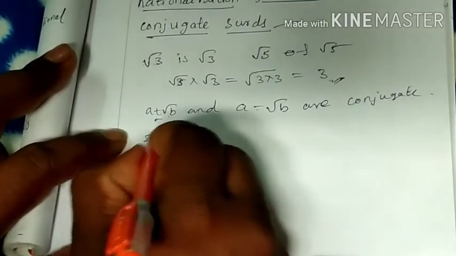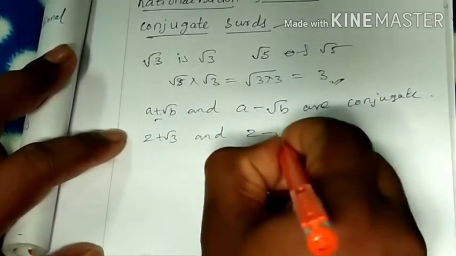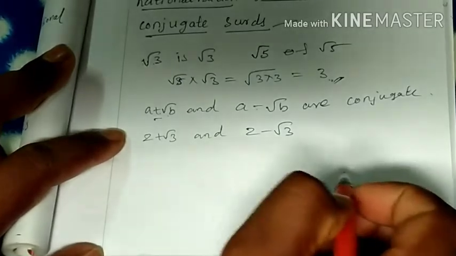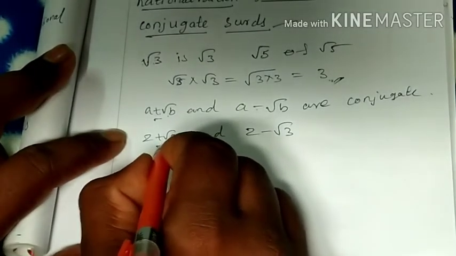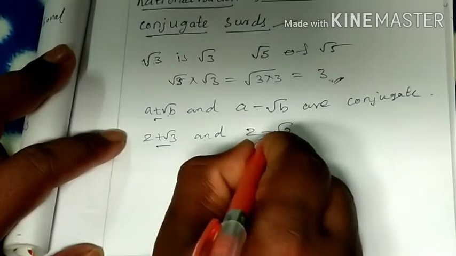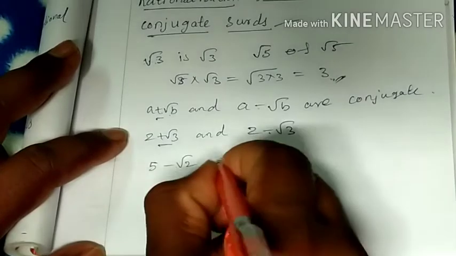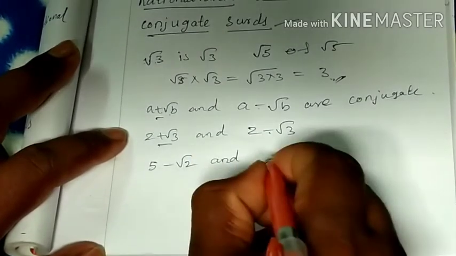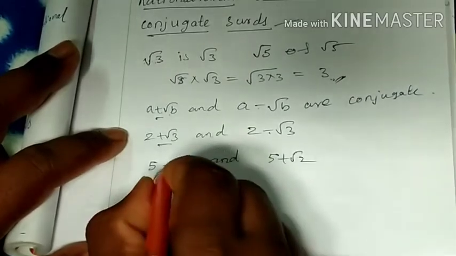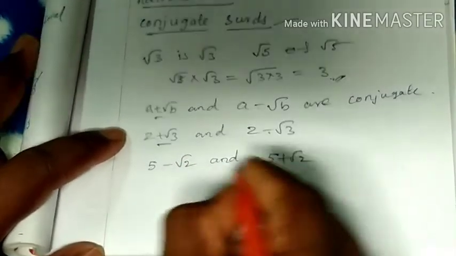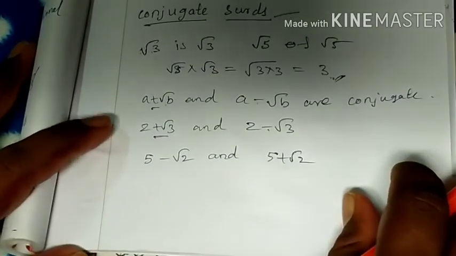Same, for example, 2 plus root 3 and 2 minus root 3 are conjugate surds. Changing the sign in front of the surd, this is a plus, this is a minus. Suppose you get 5 minus root 2, which is the conjugate surd? 5 plus root 2, because here minus, so we get plus root 2. These two are conjugate surds. Okay, that's all the conjugate of surds.